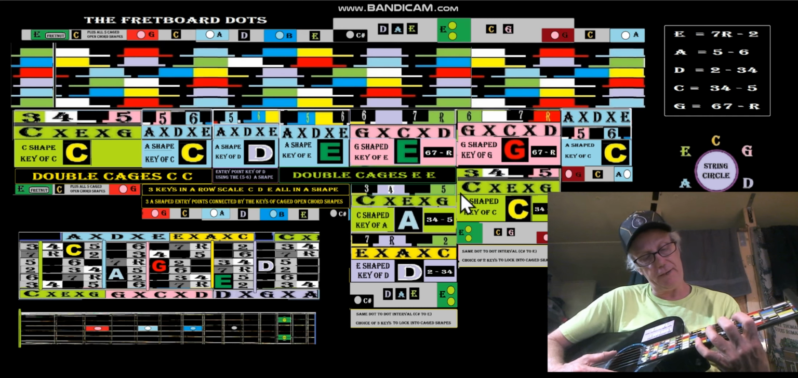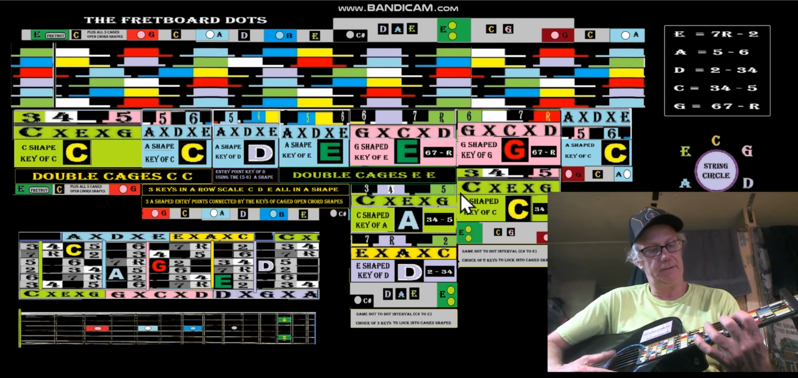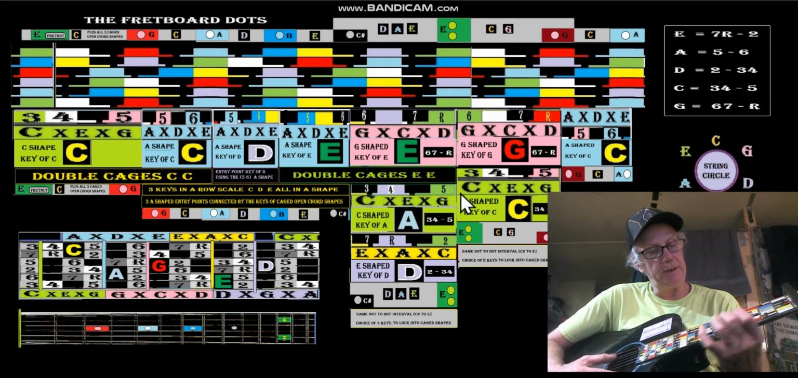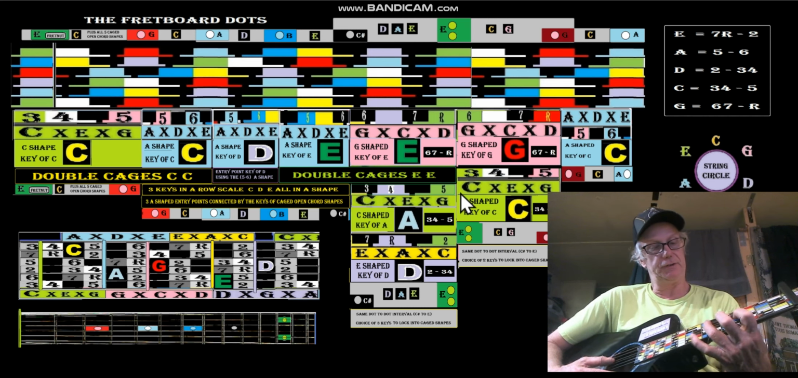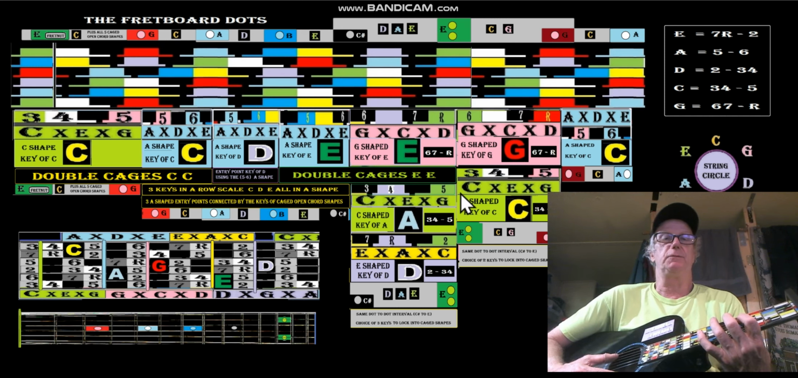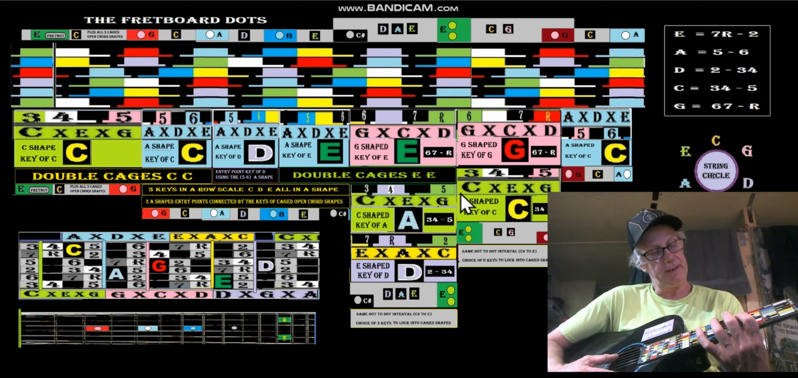3, 4, 5. So this C sharp is the 3rd of A. See how that, I put a little more thought, and that brought me down here to the C shape, to the G shape. Alright, below the C shape is the 4th of C, which is F, but it goes to the E shape, right?